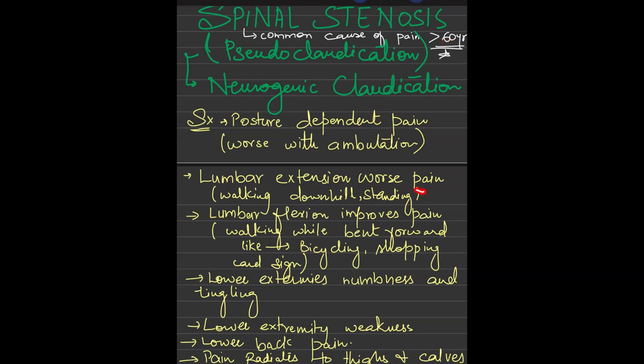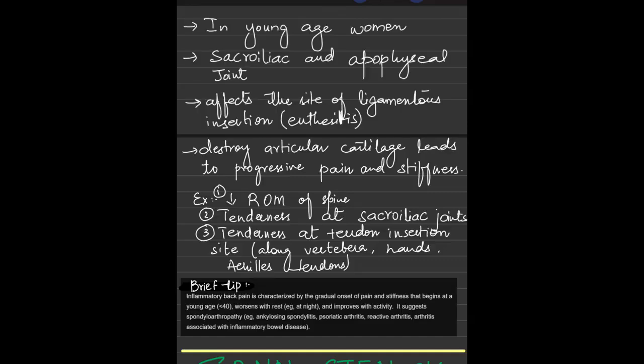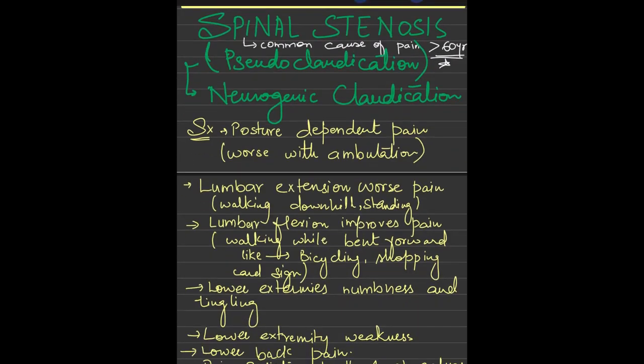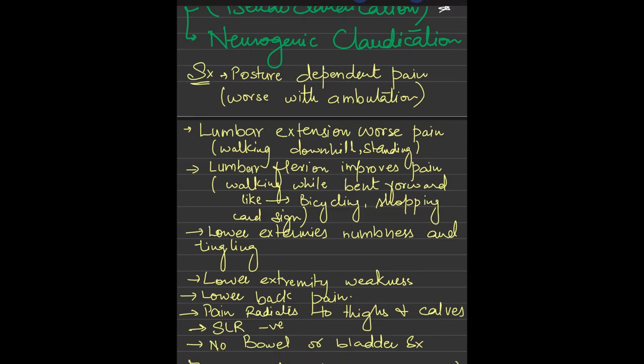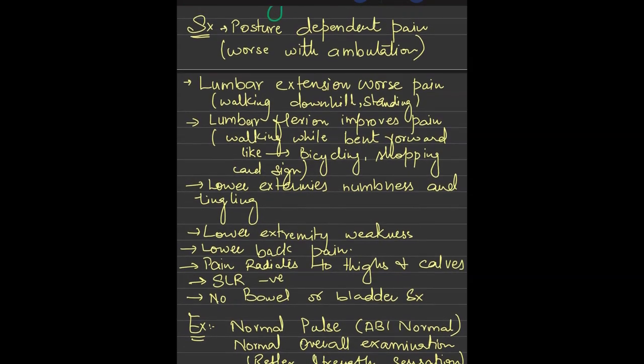So if a 60 year old woman is a cashier, the problem with her pain will be because she is standing a long time. She cannot do that. Lumbar flexion improves the pain. How do we say lumbar flexion? That means they are bending forward. Walking while bending forward, bicycling, shopping cart sign. That is one of the things seen in patients: when they are shopping or going for groceries, when they lean forward onto the shopping cart, they feel good, they don't feel pain. This is spinal stenosis.